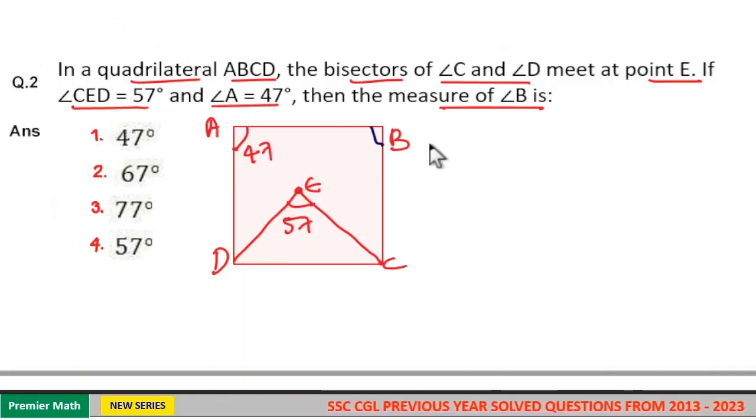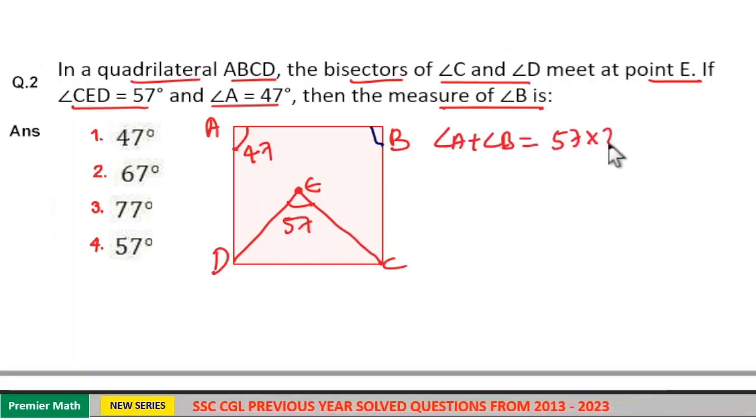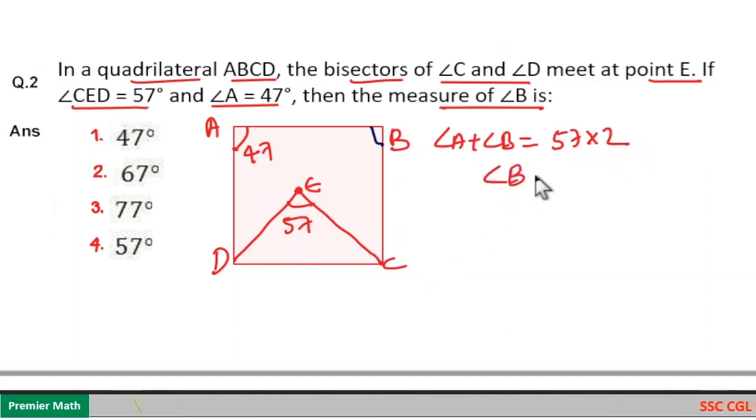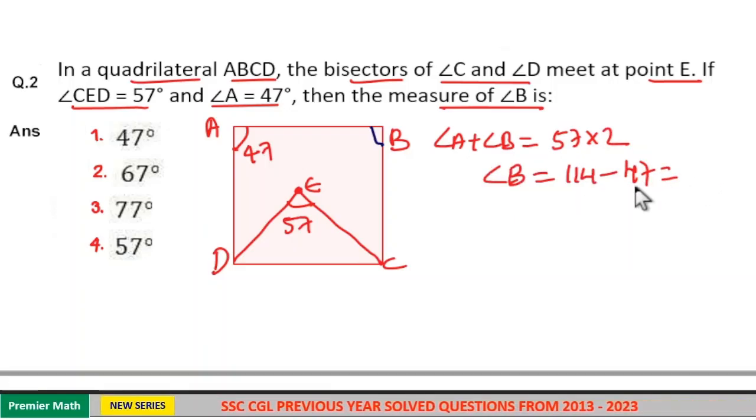Here we have a short trick, that is angle A plus angle B is equal to double of 57. 57 into 2. Then angle B is equal to 114 minus angle A, which is 47. So 114 minus 47 is equal to 100 minus 33, that is 67 degree. So option 2 is your answer.